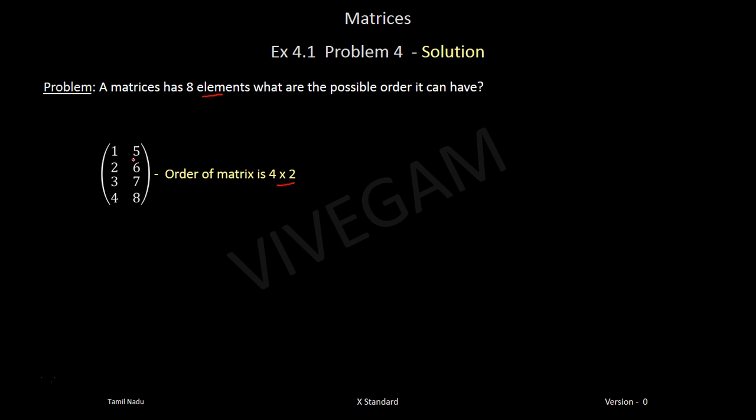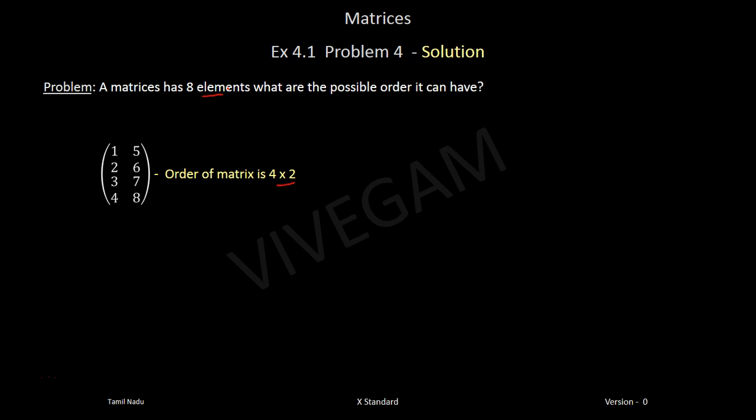How many elements are there? 1, 2, 3, 4, 5, 6, 7, 8. So there are 8 elements. But if you see, 4 into 2 is also 8. So basically the number of elements is equal to the number of rows into the number of columns. Okay, that is what you have to keep in mind.